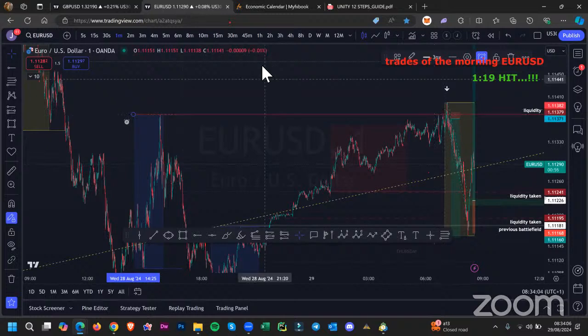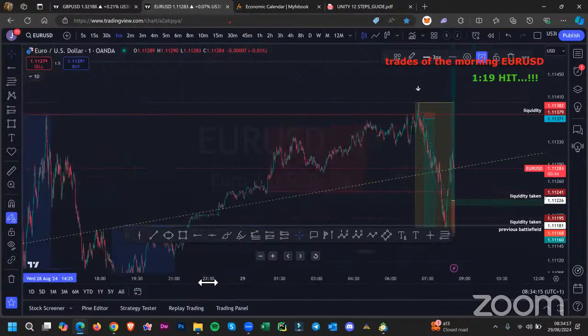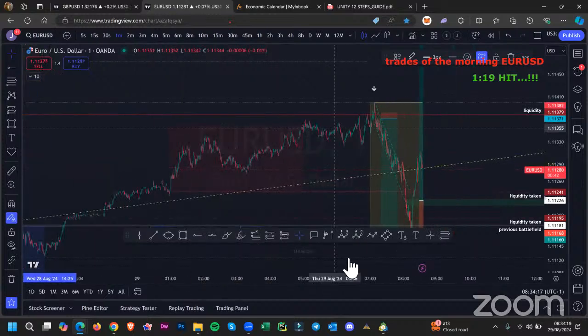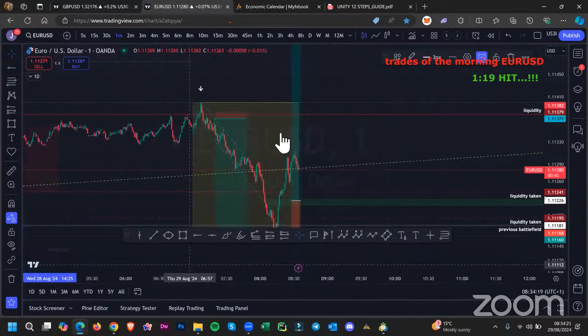As soon as the session started, this is an easy trade. This is a really easy trade, and it ran for 1 to 20. As soon as this session started, on a 1 minute time frame, the market came and took that liquidity fully.